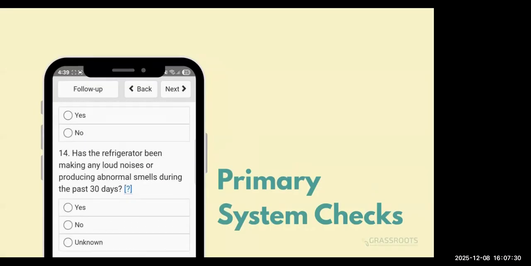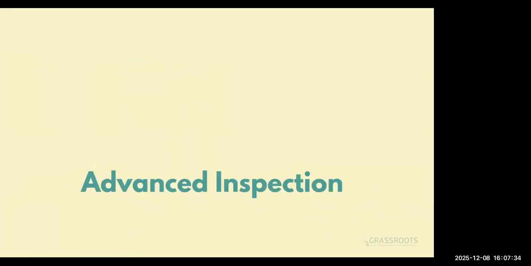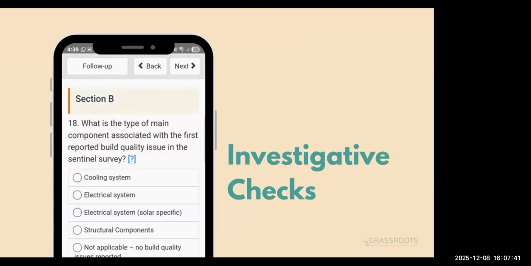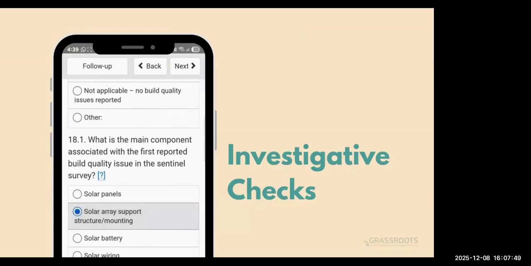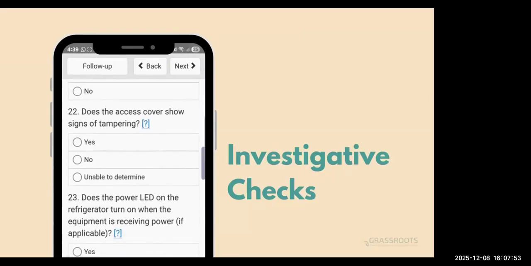If the failure cause is not identified in Section A, the user proceeds to Section B. Section B covers build quality checks and more detailed follow-up questions. This section is completed only if the user is physically on-site and the issue remains unresolved. The user uploads photos wherever possible to support the findings.